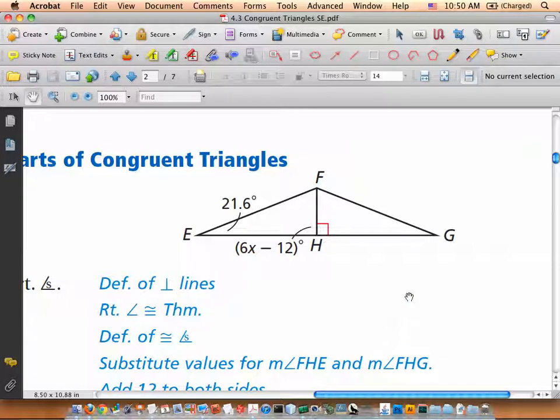Does that make logical sense? If you have a right triangle, then the other two angles in a right triangle have to add up to 90 degrees. They've got to be complementary.